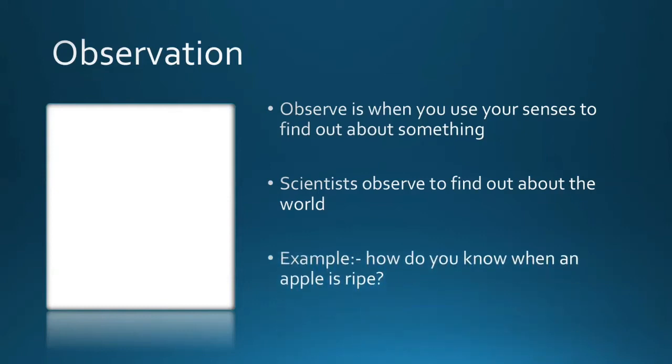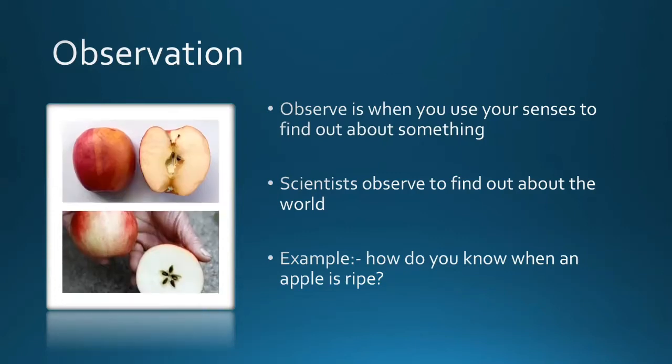Clear? Okay, the example here, what we want to observe is: how do you know when an apple is ripe? How do you know the apple is ripe? Ripe means ready to eat. What is the meaning of ripe? Ripe means ready to eat. Can you eat this apple now or not yet? You can't eat it now. How do you know?